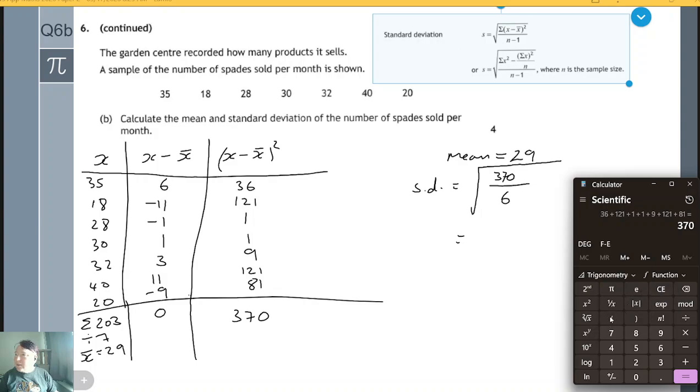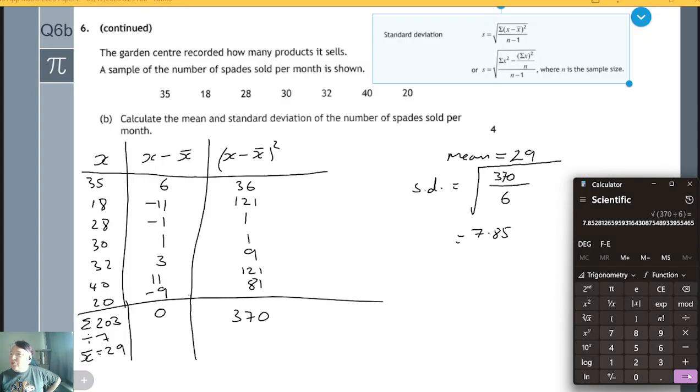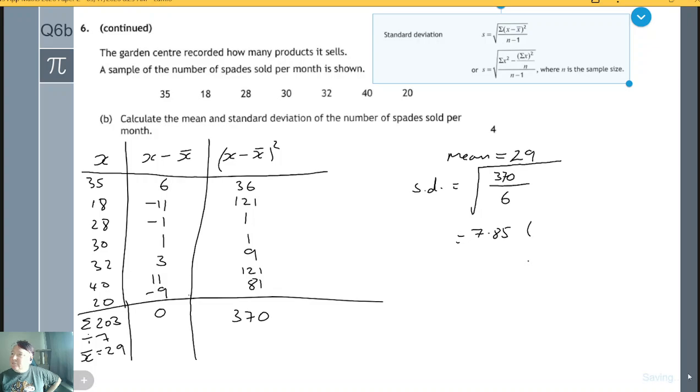I want to do, because I know I'm going to need it, open a bracket, 370 divided by 6, close the bracket, and I want to square root that. And I've got 7.8528. So 7.85, I'm just going to call it 2 decimal places. 7.85 to 2 decimal places.